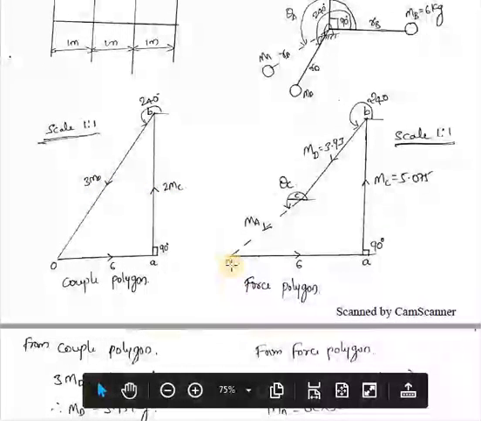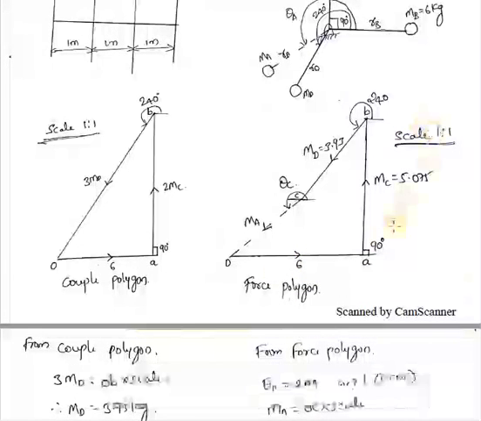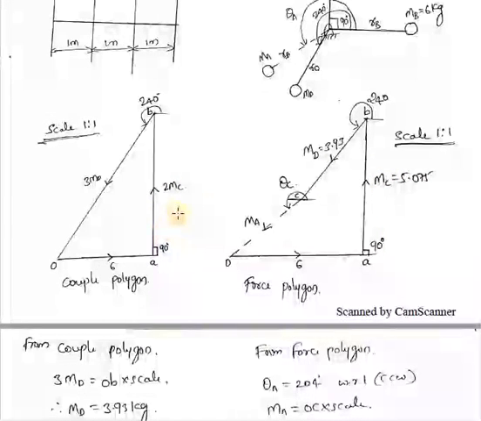So start from O to A, length should be 6. So here I have taken scale as 1:1. Then from A, draw a perpendicular line of length 5.075. So this value I got from this couple polygon. Then from B, draw a line of length 3.93 and angle should be 240. Again, this MD value you got from this couple polygon. Then join this C to O to get the value of ME.